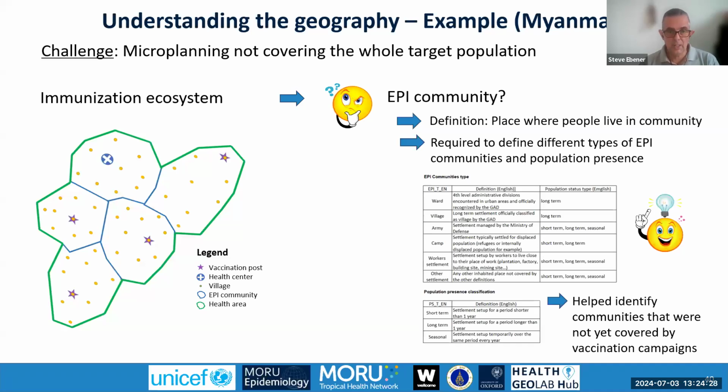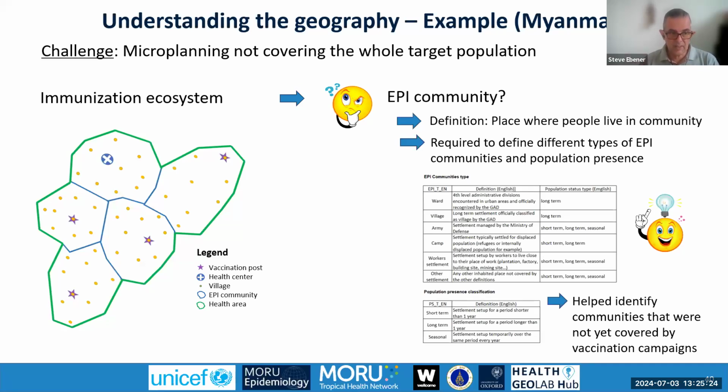So that led to working with the API program to come up with a classification of API communities. And during that process, it became obvious that not only was there a need to have a definition for the different types of communities, but some of them also had a subtype, if you wish, because of the population presence that they were encountering, right? So some communities were always occupied all year long. Others were only occupied for the short term and were temporary structures, and then disappear fully. Others were seasonal, right? So at a particular moment in time during the year, there was presence of a particular group of people in those communities.